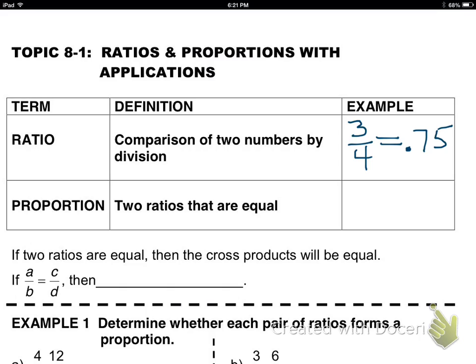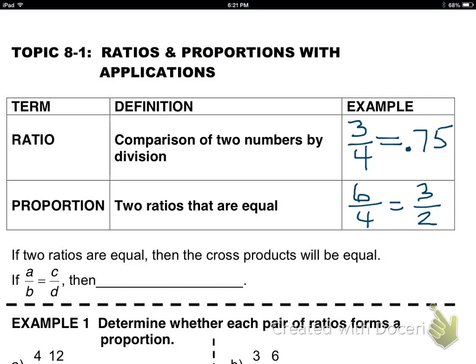A proportion, on the other hand, is simply two ratios that are equal. For example, if we have the ratio 6:4, we can divide the numerator and the denominator both by 2 to simplify, and we get 3/2. So those two ratios are equal, therefore they form a proportion.